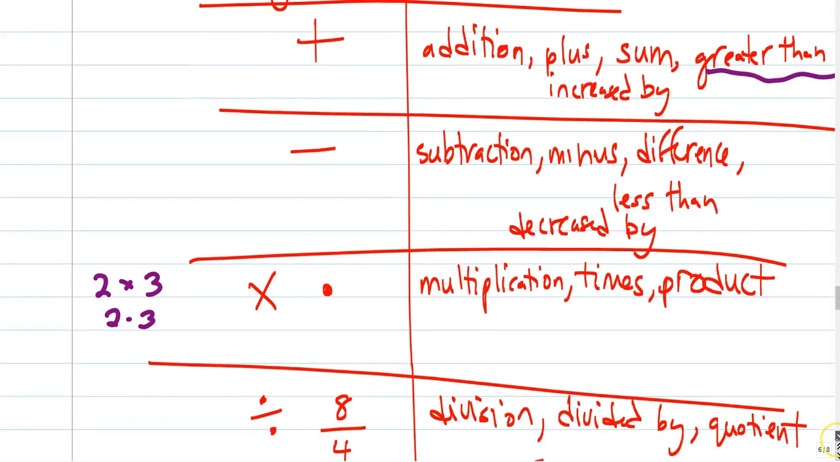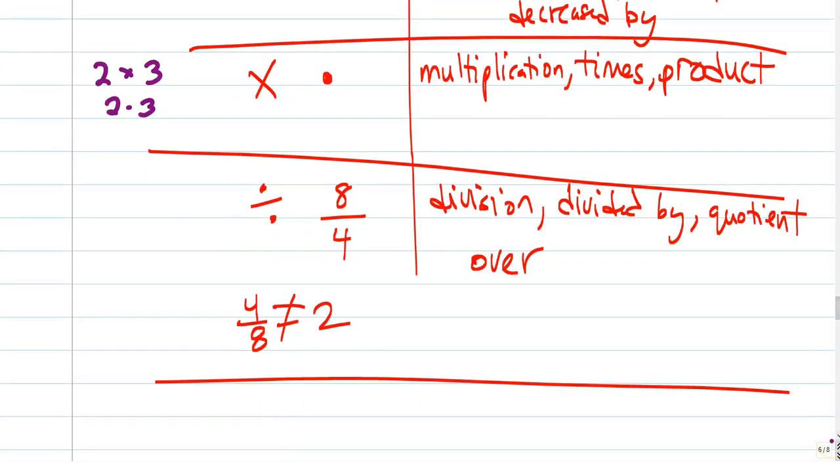Onward. We already talked about this symbol, division, divide by, quotient, but a lot of people don't think of it, but over. Over means division. We do it implied. This says 8 over 4. This means 8, and this line right there, that over, means division. This is the same thing as 8 divided by 4. 8 over 4 is the same thing as 8 divided by 4.